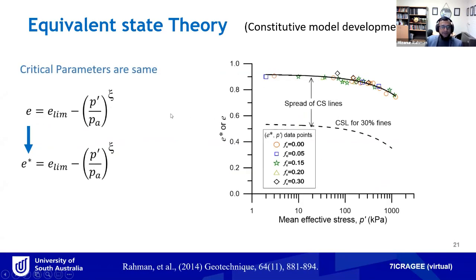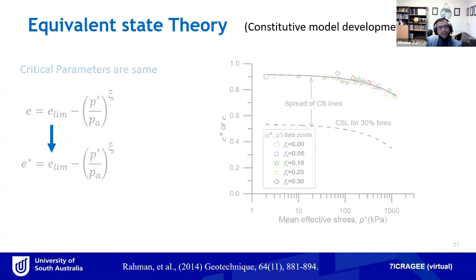For the critical state parameter, because all the critical state lines match the critical state line of clean sand, the parameter doesn't change; it remains the same. So we just use the parameters for the clean sand critical state line.